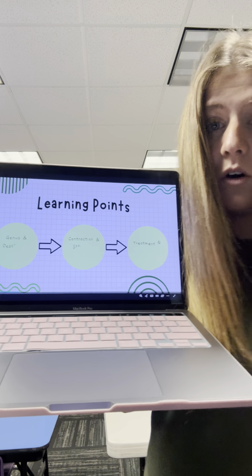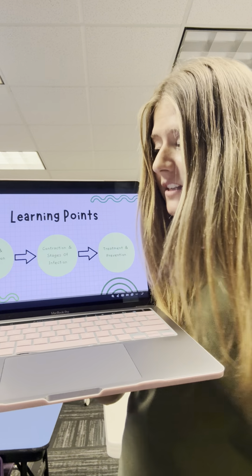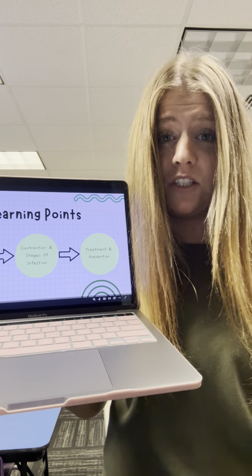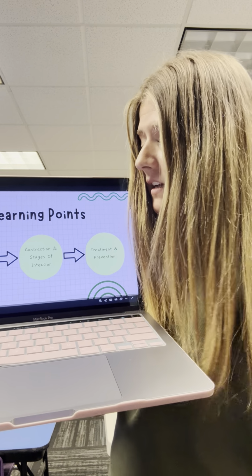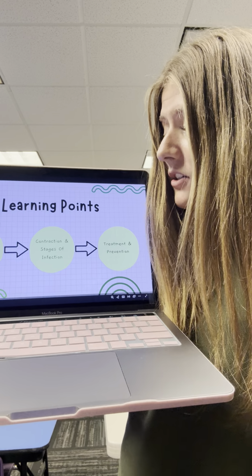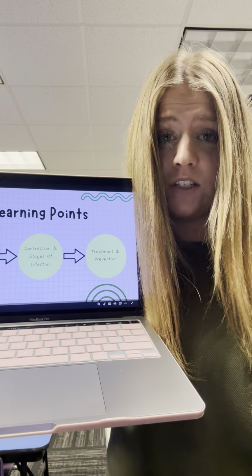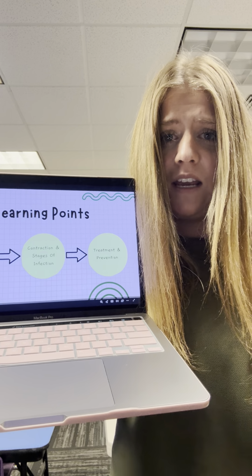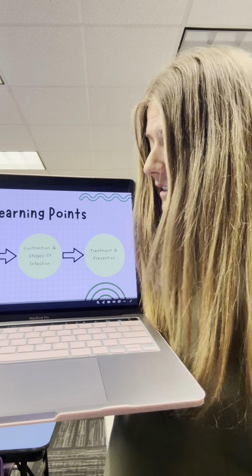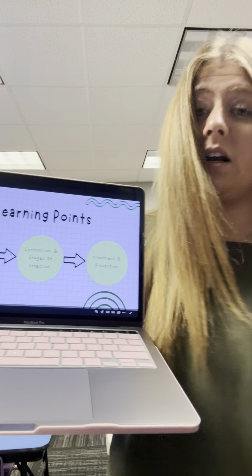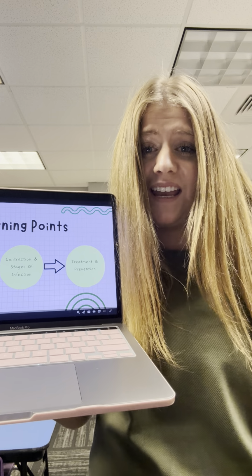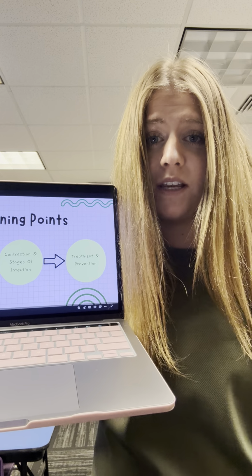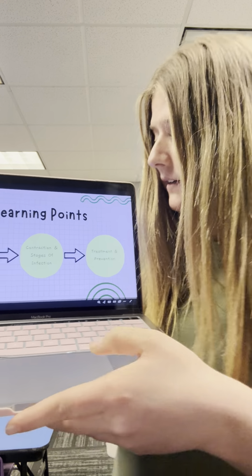And I do want to go over our 3 learning objectives. So we're going to start with talking about the genus and description of the bacterium that gives us Lyme disease. And then next, we're going to talk about contraction and stages of infection, how we get this disease, and what are the stages of Lyme disease. And then lastly, we're going to talk about our treatment for Lyme disease, if you can be cured, if you can't, and how we can take precautionary ways to prevent this disease from occurring.